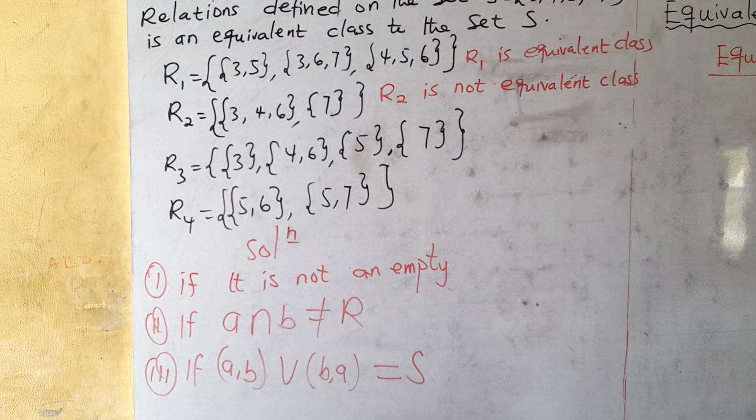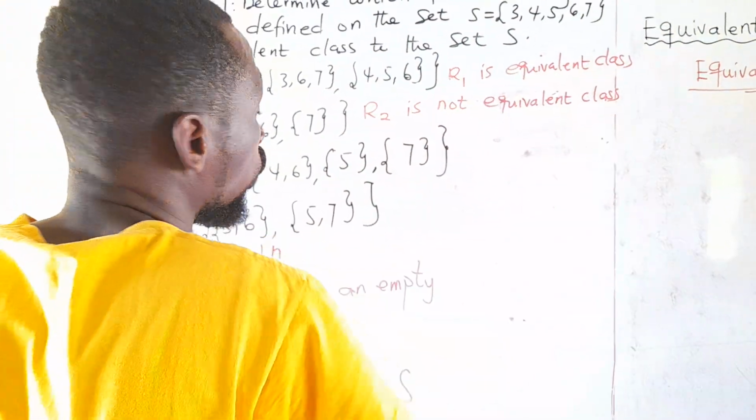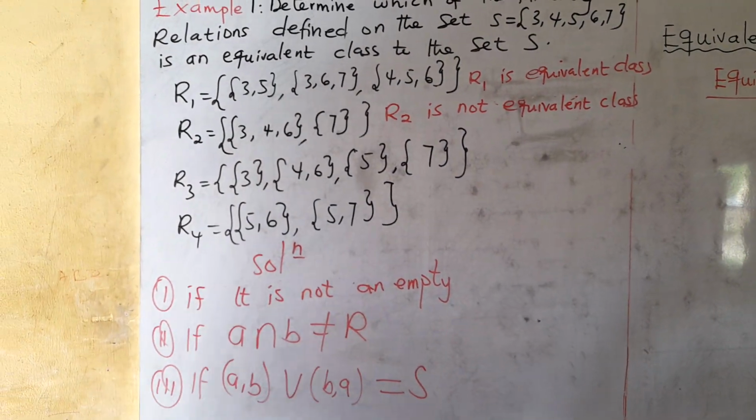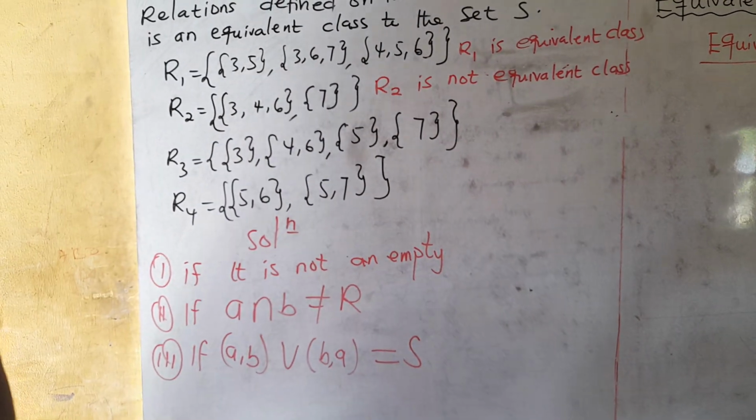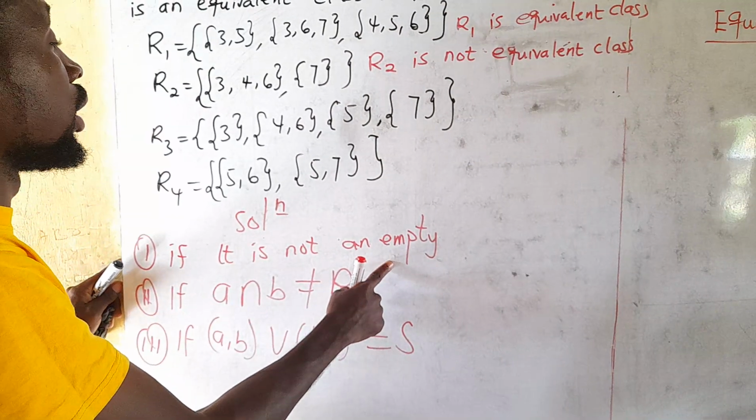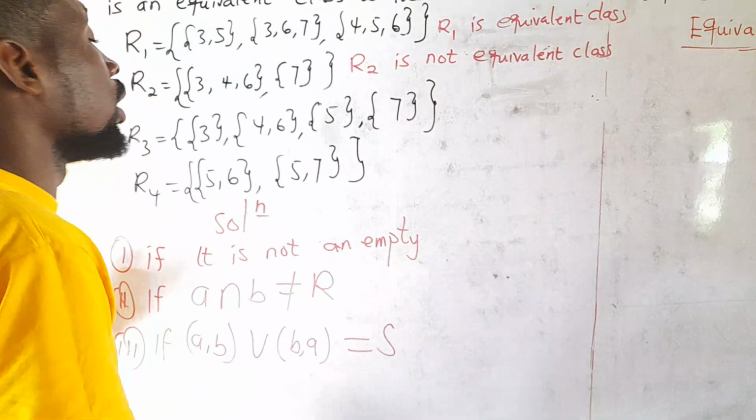So we check for our R3. R2 is not an equivalence class. R1 is an equivalence class. Let's check for R3. Please pause the video and try to determine whether it is an equivalence class or not. After that, you compare your answers with mine. So first, we'll find out whether it is an empty set. R3 is not an empty set. There are at least 8 elements in it.